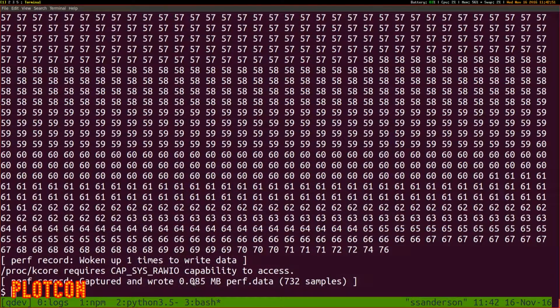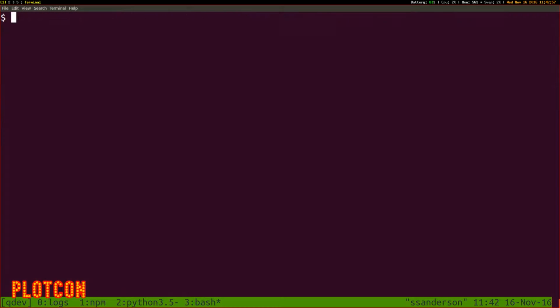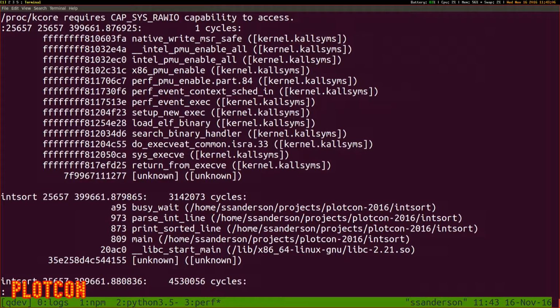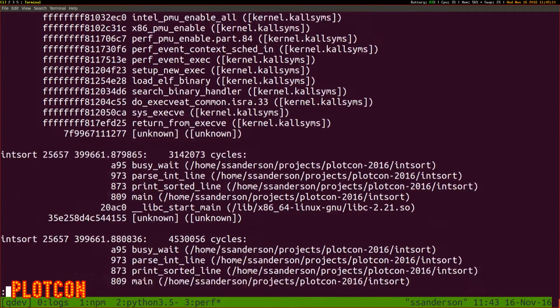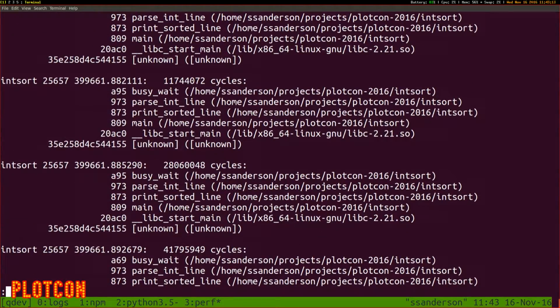There we go. And at the end of that, perf says, all right, we captured and wrote about a tenth of a megabyte of data. We've got 732 samples, and we wrote it to perf.data. And so we might think that we could just look at that, but unfortunately, it spits it out in a binary format, so we have to do perf script. And then it shows us this kind of incomprehensible thing. So this is a whole bunch of the stacks that it sampled from that running program.